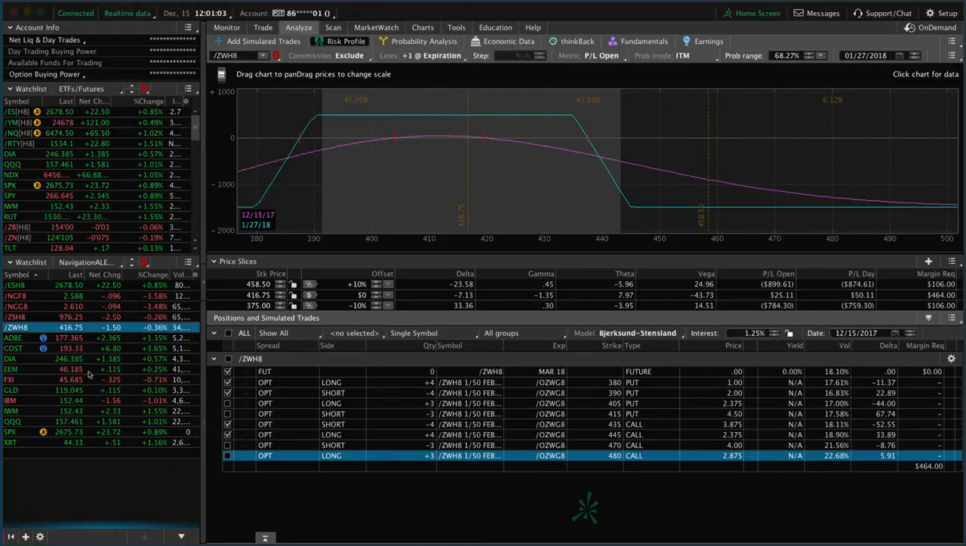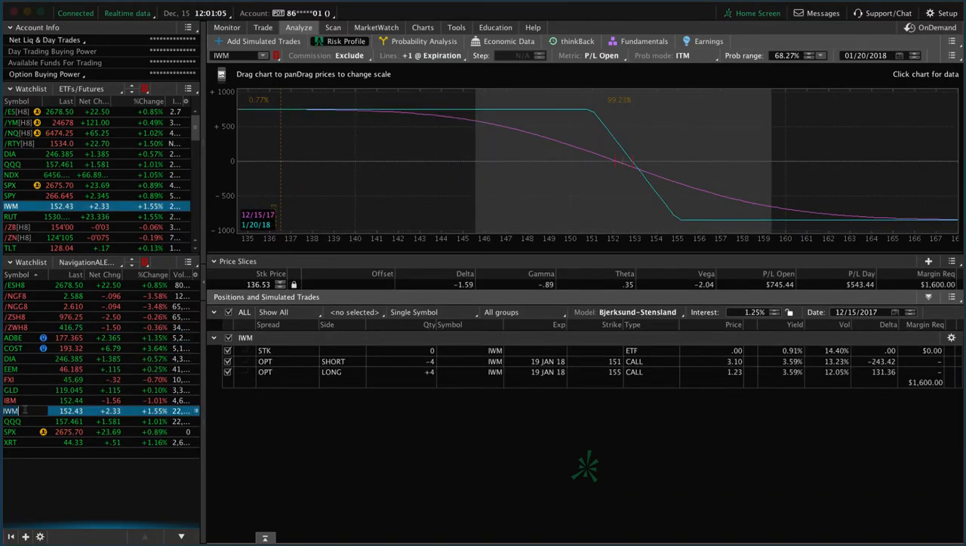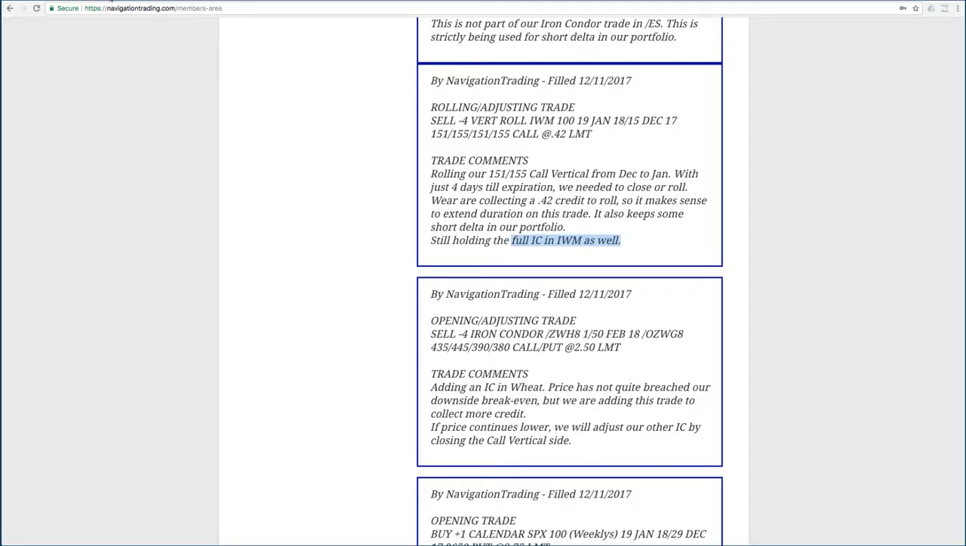So if we take a look at our IWM position, you can see we've got this vertical on here. That's the one we rolled from December to January. We had a later alert that actually booked profits in the full iron condor piece. So that's why you don't see that here, because we did end up taking that off at a later date.